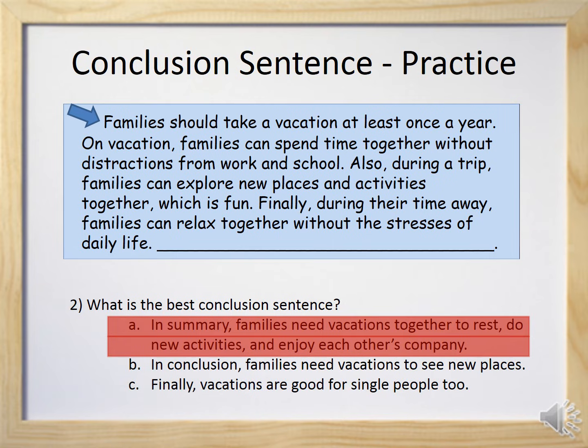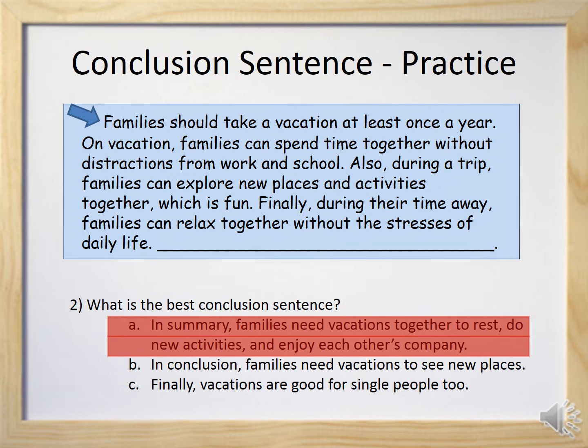Why can't sentence B be correct? In conclusion, families need vacations to see new places. That idea is mentioned in the paragraph. True, the idea is mentioned in the paragraph as a detail, but there are other details that are mentioned in the paragraph as well. Your conclusion sentence shouldn't match a detail sentence. It should match the main idea in the topic sentence, which will be a little more general than detail sentences. So sentence B is a little too specific.